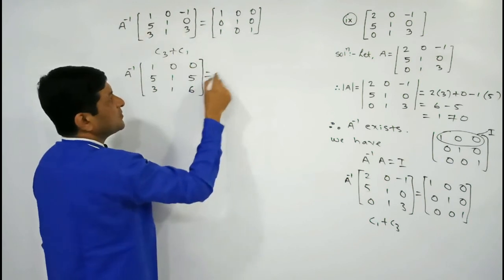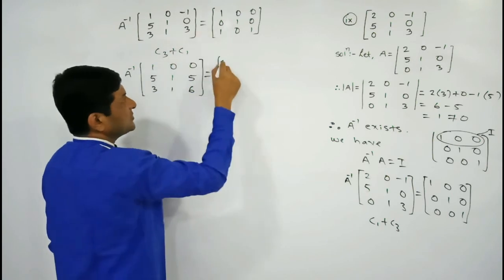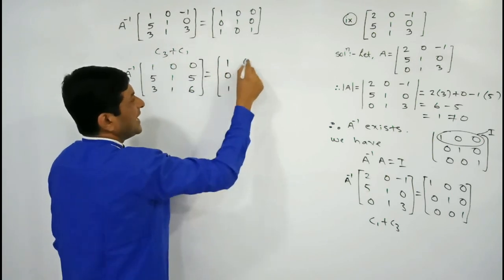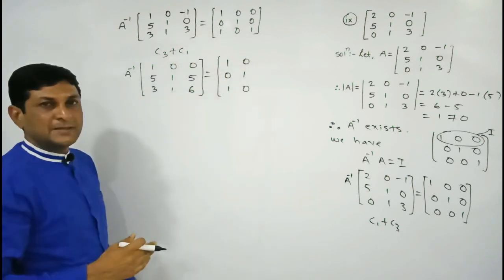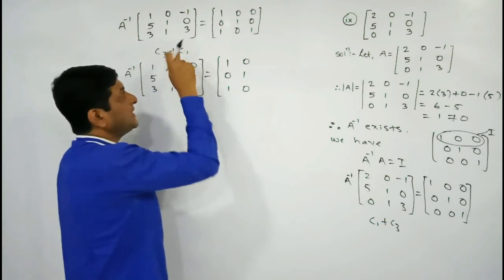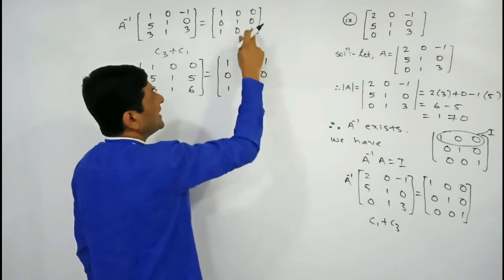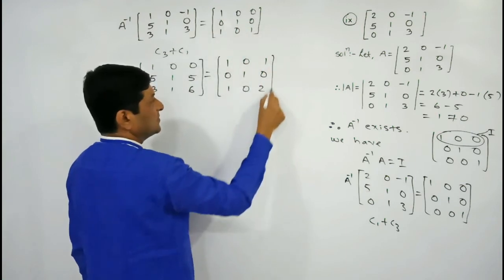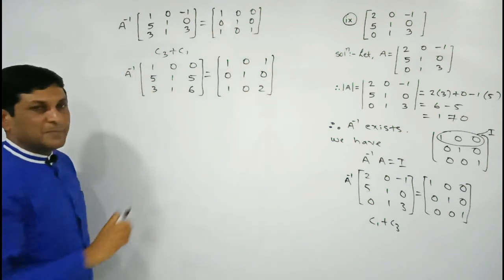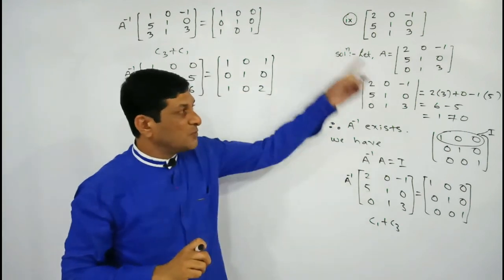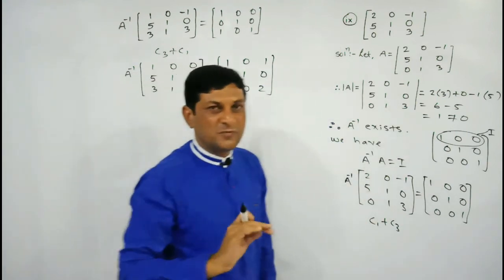On this side also perform the same operation on C3. So keep the elements of C1 and C2 as they are. Now we are taking addition of C3 and C1. So 0 plus 1 will be 1, 0 plus 0 is 0, and 1 plus 1 will be equal to 2. So in this way we have completed our first step. The first step is what? The elements of the first row should be 1, 0, 0.